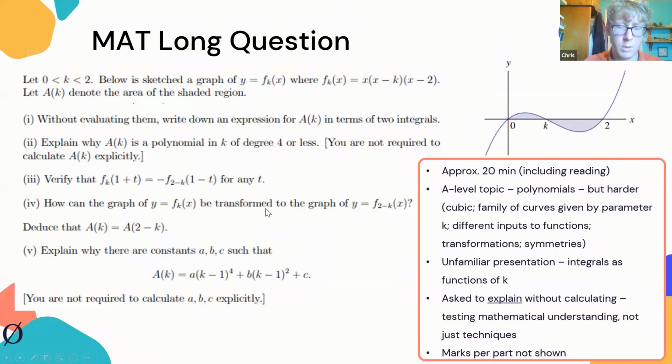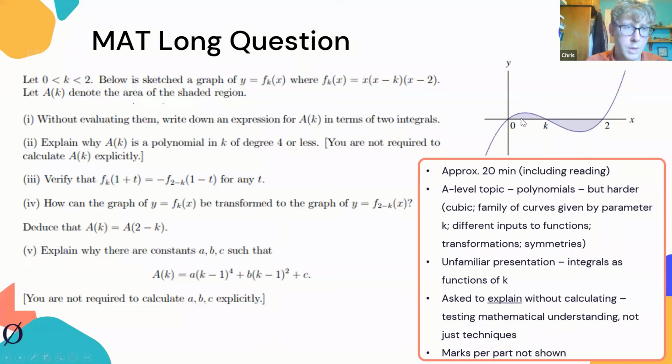And in part 4, we see it's not just about polynomials, it's also about transformations. And actually, if you went on to do this question, you'd also have to think about symmetries of the curves when you're solving it. So there's a couple of slightly harder topics there, just a couple more things that make this slightly unfamiliar. So you then define a second function, a of k. They like to do this. You then define something else, and that corresponds to the absolute value of the shaded area in the picture.